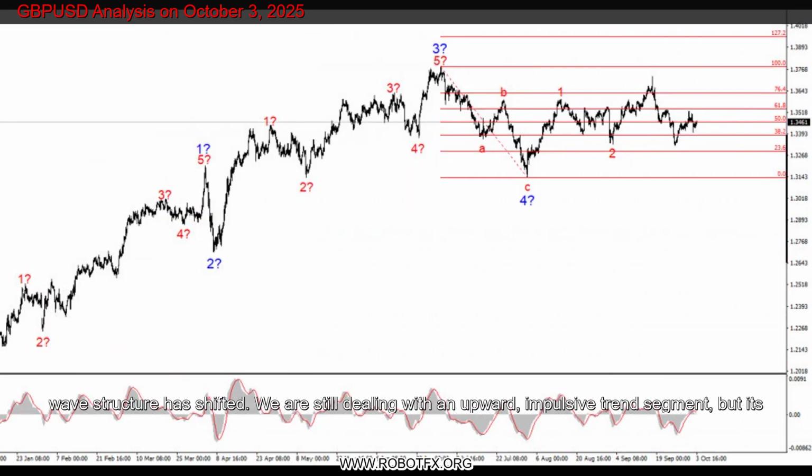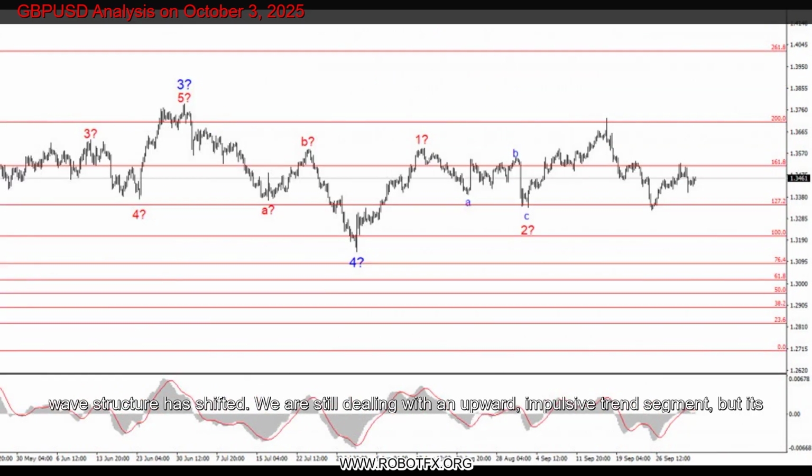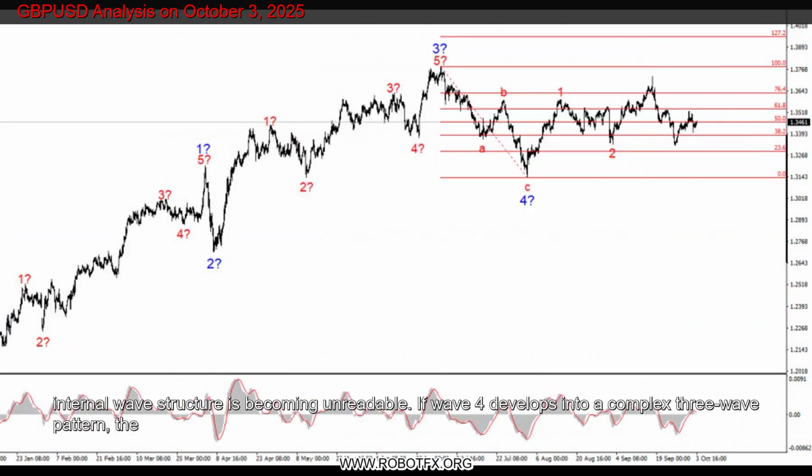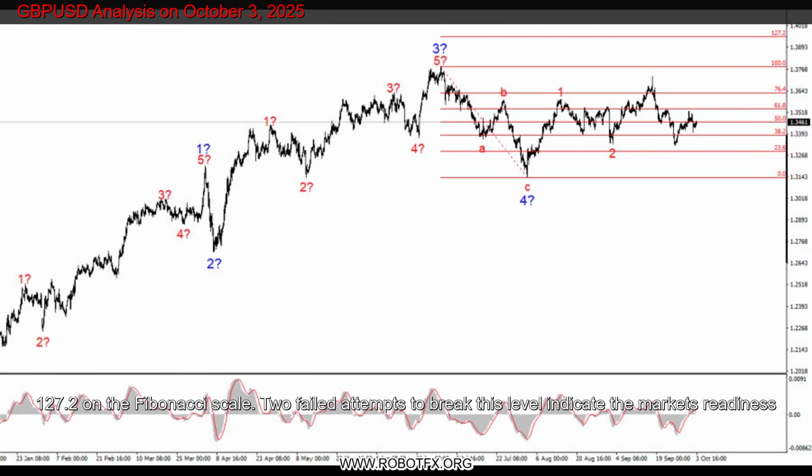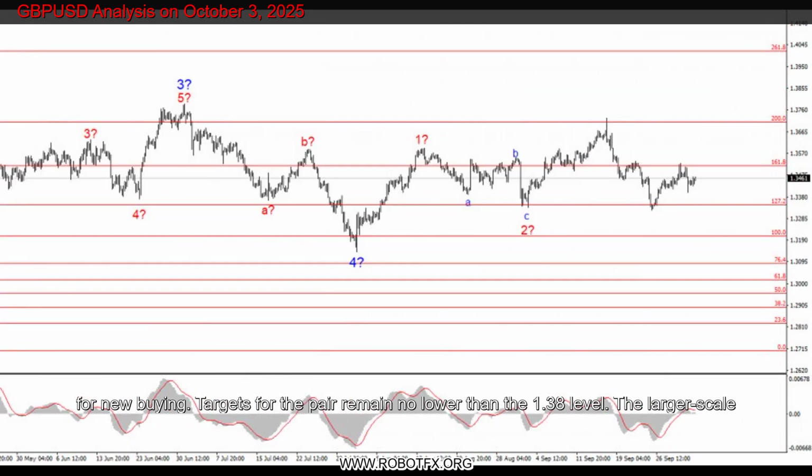In my view, the best point of reference now is 1.3341, which corresponds to 127.2 on the Fibonacci scale. 2 failed attempts to break this level indicate the market's readiness for new buying. Targets for the pair remain no lower than the 1.38 level. The larger scale wave structure looks almost perfect, even though wave 4 went beyond the high of wave 1. However, I remind you that perfect wave structures exist only in textbooks. In practice, everything is much more complicated.